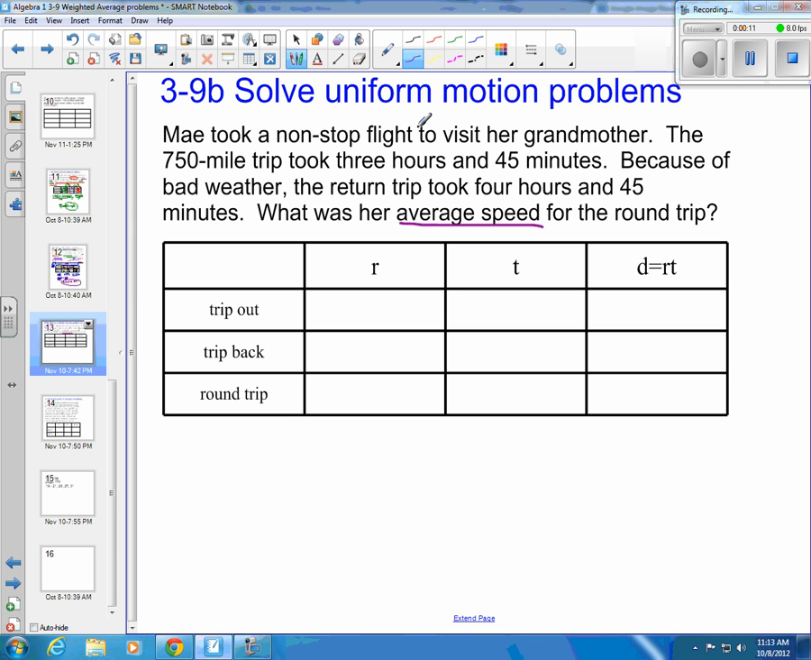May took a nonstop flight to visit her grandmother. The 750-mile trip took 3 hours and 45 minutes. Because of bad weather, the return trip took 4 hours and 45 minutes. What was her average speed for the round trip?